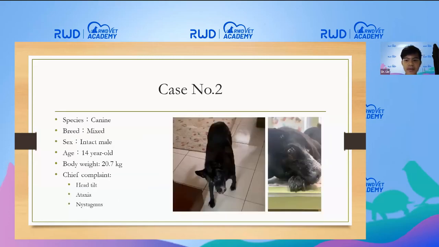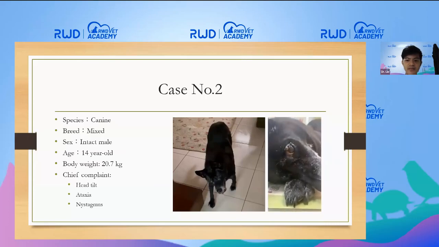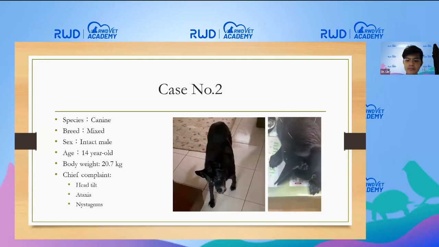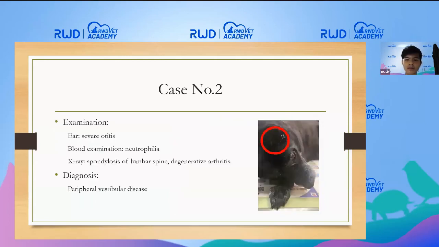Case number 2 is a mixed intact male, 40 years old. Chief complaints are head tilt, ataxia, and nystagmus for about 3 days. This video shows the nystagmus. I also did some basic examinations, and I found severe otitis of both ears. It may be the reason why the patient had vestibular syndrome.